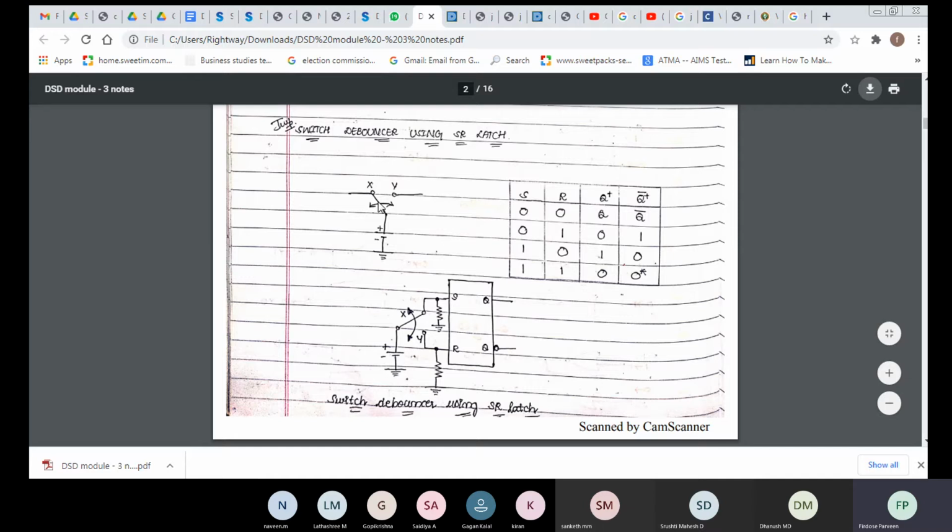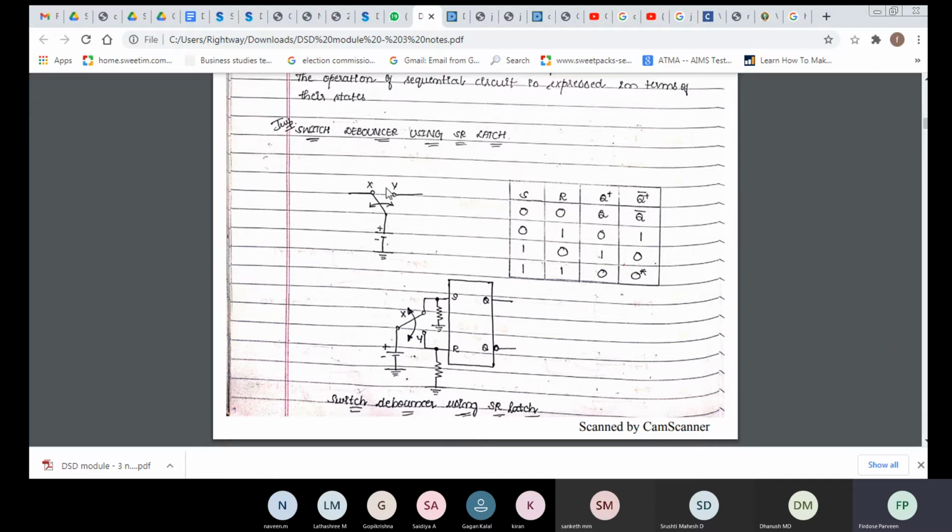Suppose here is the position of your switch. Now, when you are moving from this switch to this switch, several make and break operations happen, and later it sticks to one position. For example, if this switch is moving from this position to this position, at once it will not get connected. Several make and break. It will come here, it will come here. Later it will stick to one position. That is called switch bounce.